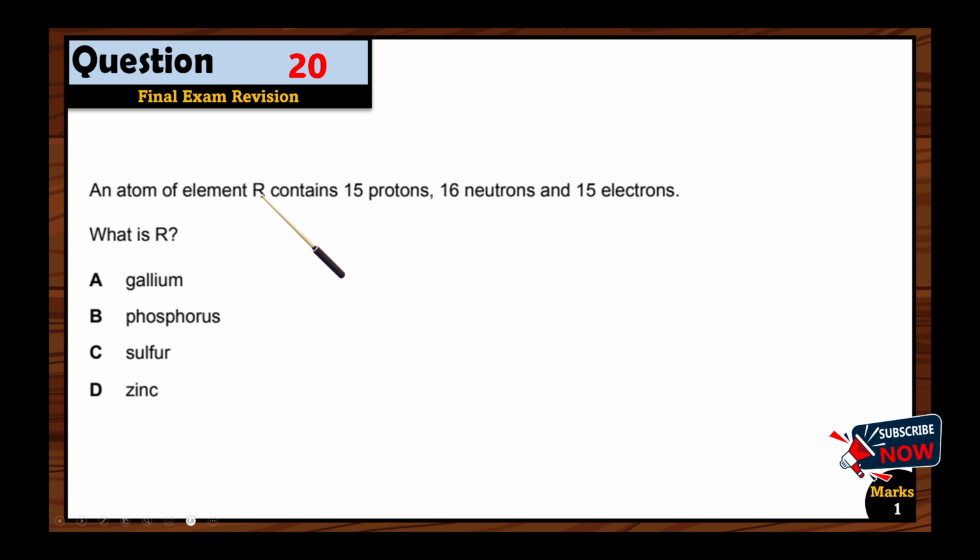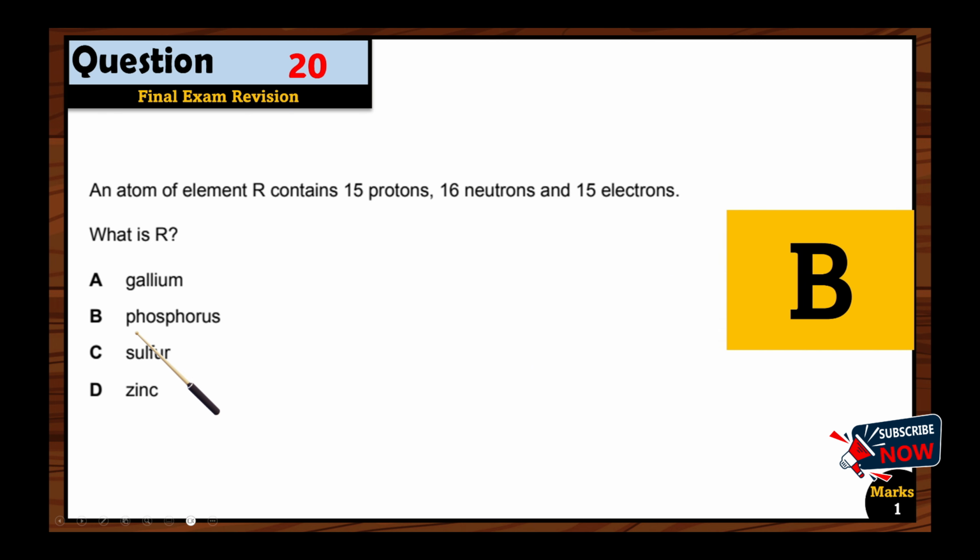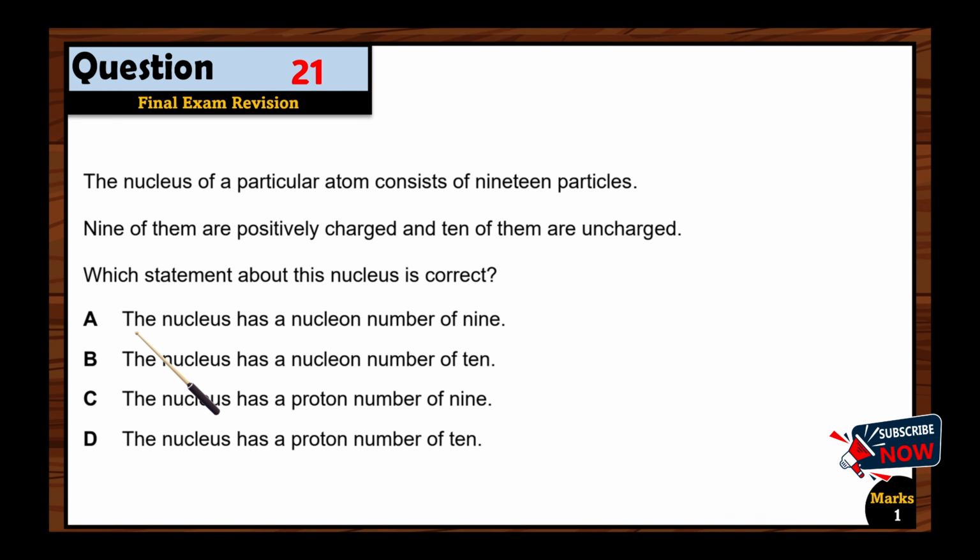Question number 20. An atom of element R contains 15 protons, 16 neutrons, and 15 electrons. What is R? Just because the proton number is actually the atomic number, you just have to find which one has atomic number 15. Let's see which one has atomic number 15 in our periodic table. It's phosphorus. So phosphorus has 15 electrons, yeah. That's why the atomic number is 15. So it has 15 protons and 15 electrons. So option B is correct. Phosphorus is the right answer.